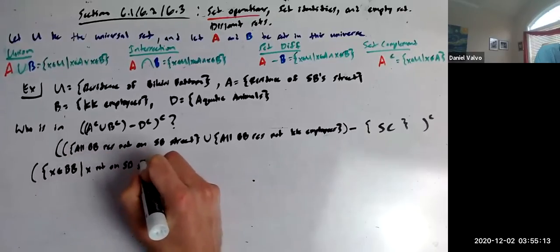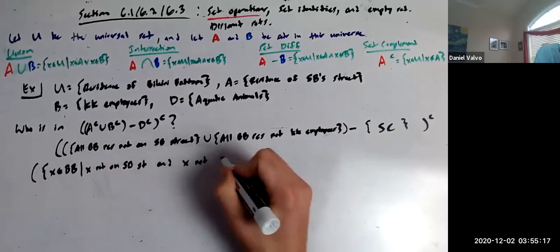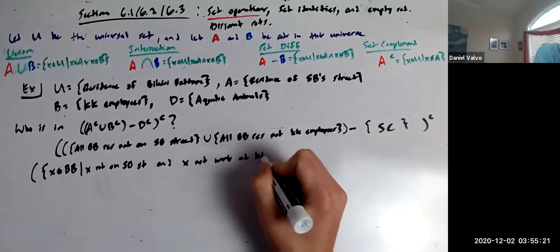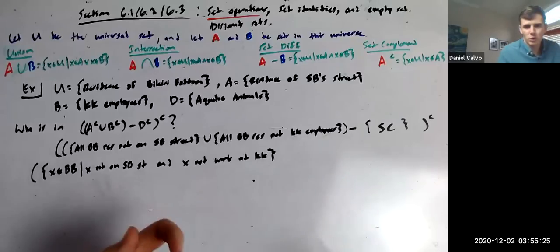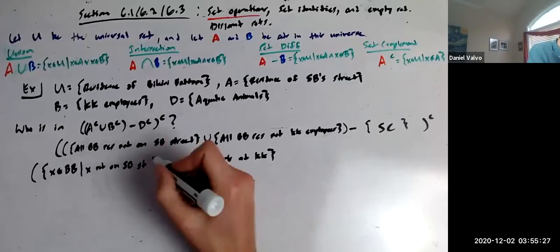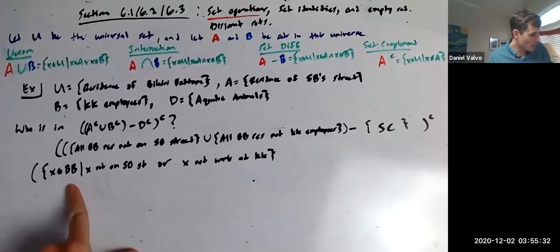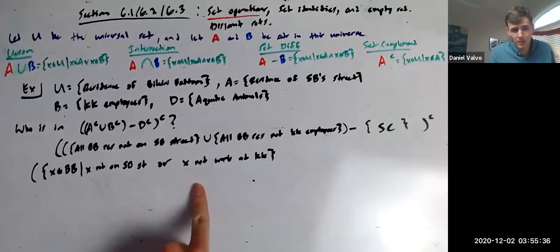on SpongeBob Street, and X not work at the Krusty Krab. Because that's just what it is. Oh, sorry, no. Or. Because union's or. So X is a resident of Bikini Bottom, so that X is not on SpongeBob Street, or X does not work at the Krusty Krab. That's really what we have here.